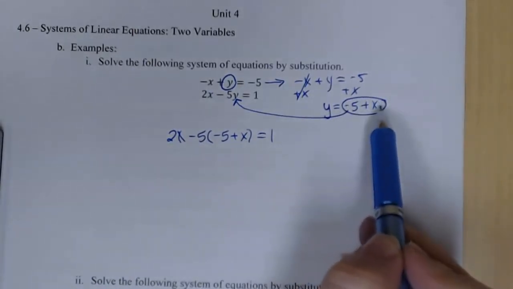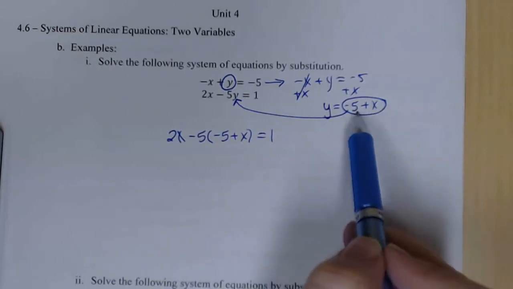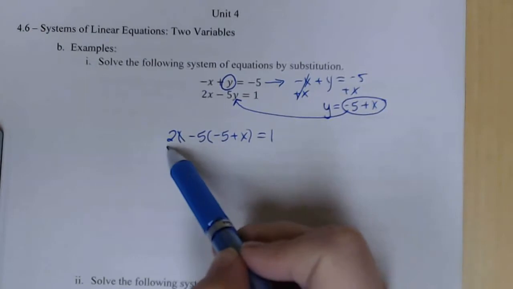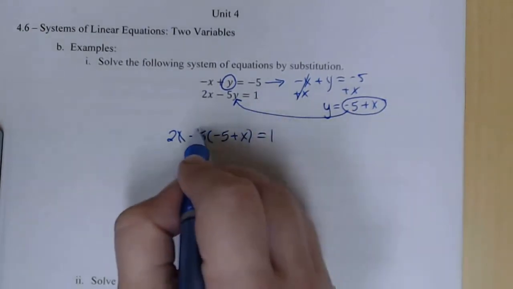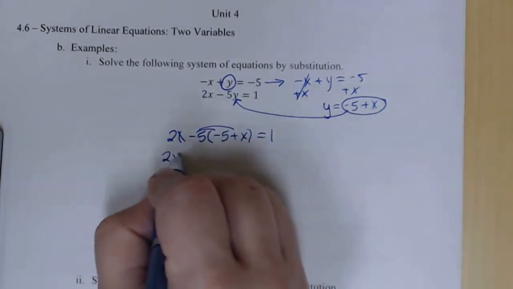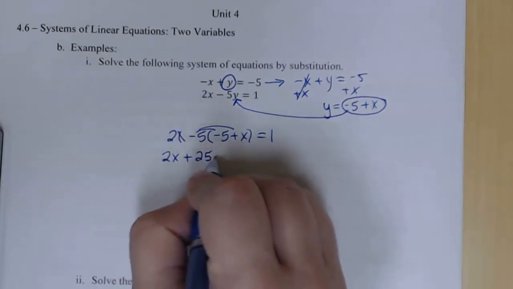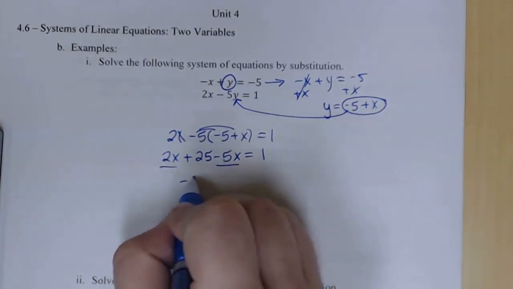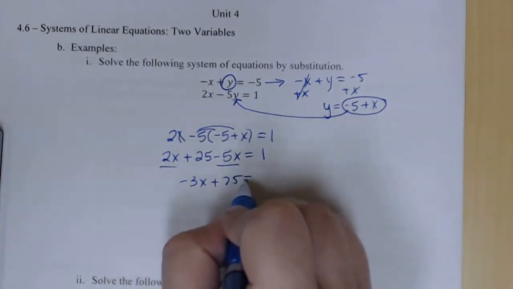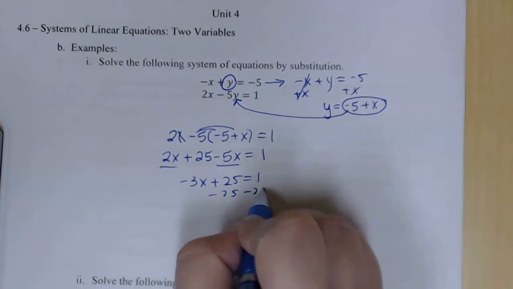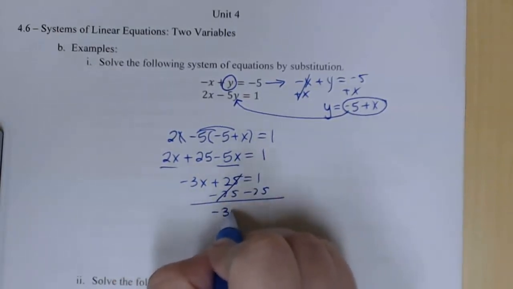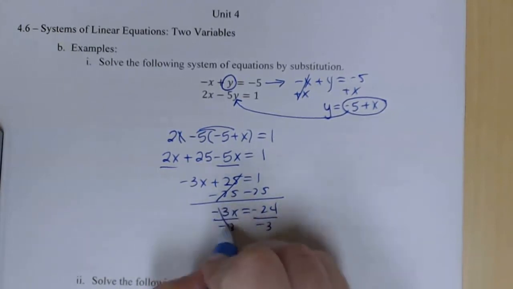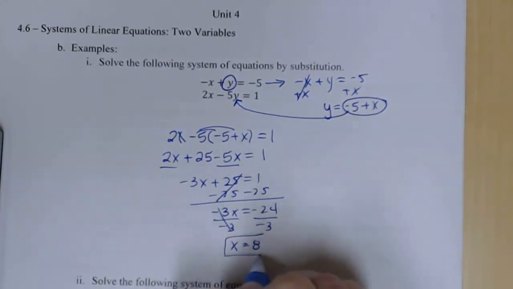We did that. Step 2, substitute the expression for this variable into the second equation, then solve for the remaining variable. You can see I have all x's now, so I'm just going to distribute. It gives me 2x plus 25 minus 5x equal to 1. I'm going to combine like terms, so it gives me negative 3x plus 25 equal to 1, and subtract 25. So it gives me negative 3x equal to negative 24, and divide. So x is equal to 8.